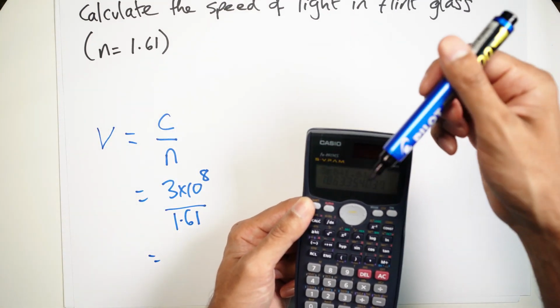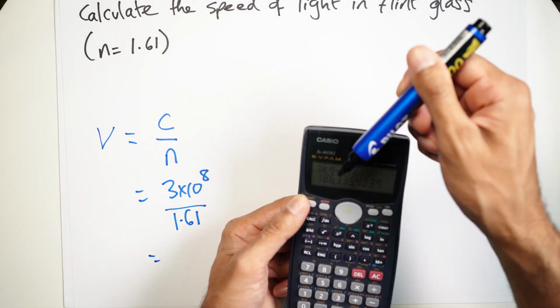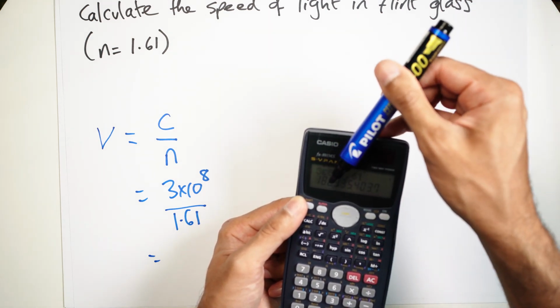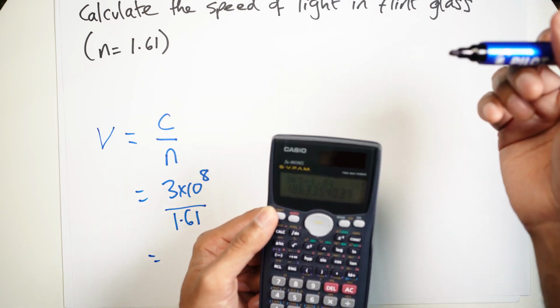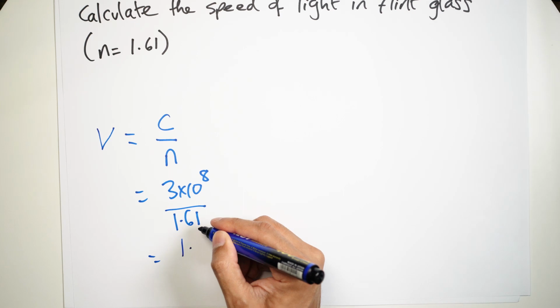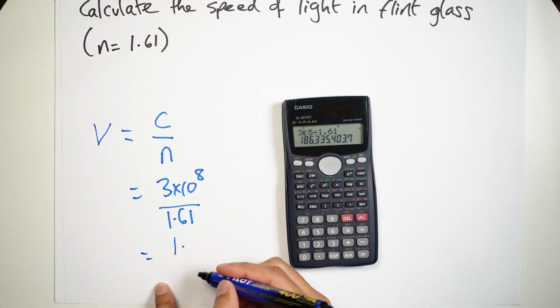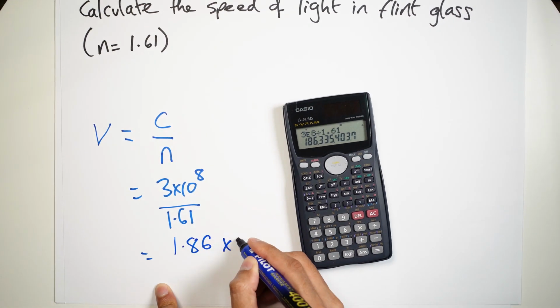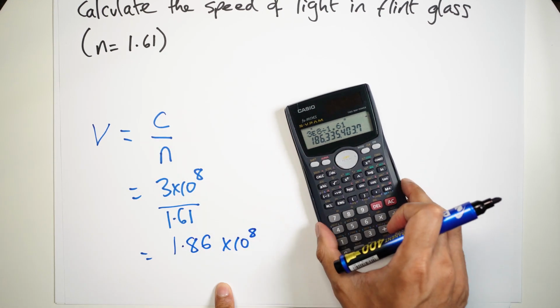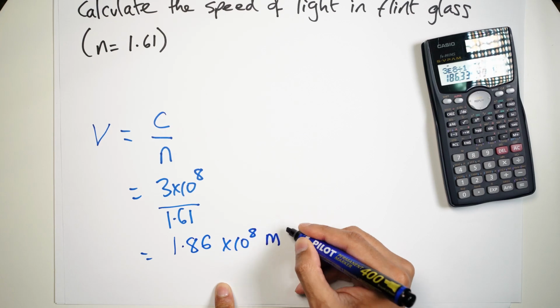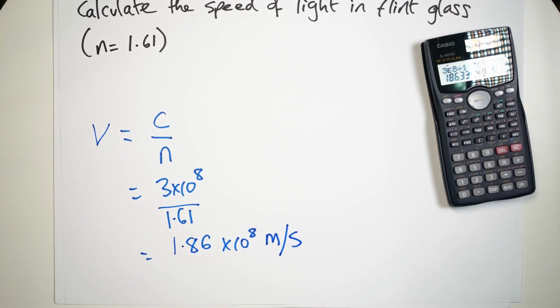Now what I do is I count all the figures after the number 1. You got 1, 2, 3, 4, 5, 6, 7, 8. Okay, so that's 1.86 times 10 to the power of 8. And here we need a unit, and the unit is meters per second. It's as simple as that.